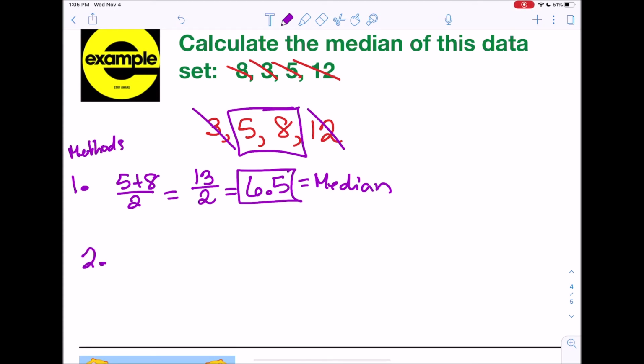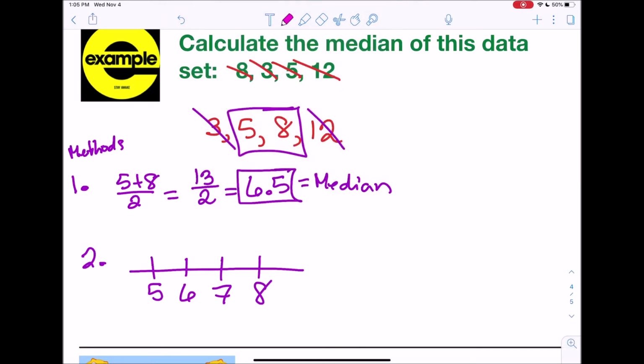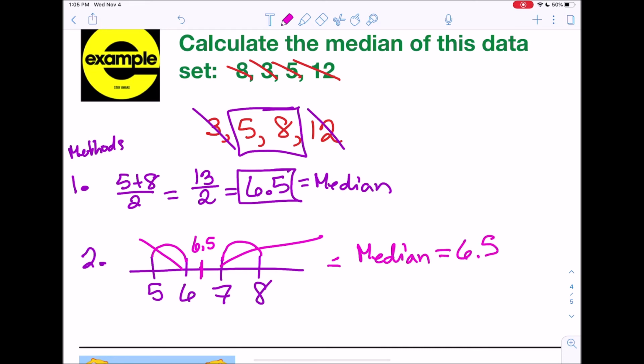Okay, the second method, though, was to go, all right, I have 2 numbers in the middle, so I'm going to have my little number line. I'm going to go 5, 6, 7, 8. All right, so 5 to 6 would be one, 8 to 7 would be another. So we're going to cross those out. And that leaves halfway in between 6 and 7. And halfway in between 6 and 7 is 6.5. So then the median would equal 6.5. Remember, there's always more than one way to do everything in math.